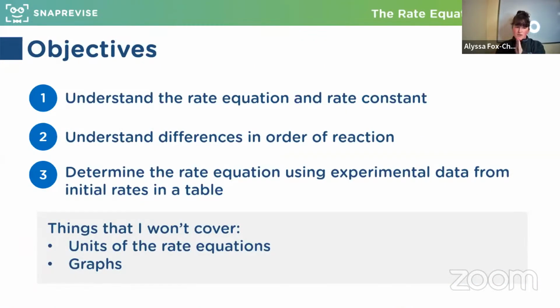So for this session, we are going to look at the rate equation and the rate constant. We're going to understand differences in orders of reactions and what that means. And we're going to look at determining the rate equation using experimental data from initial rates in a table. We're not going to look at units of rate equations, and we're not going to look at graphs in this session. We do cover those, but in a different web class.